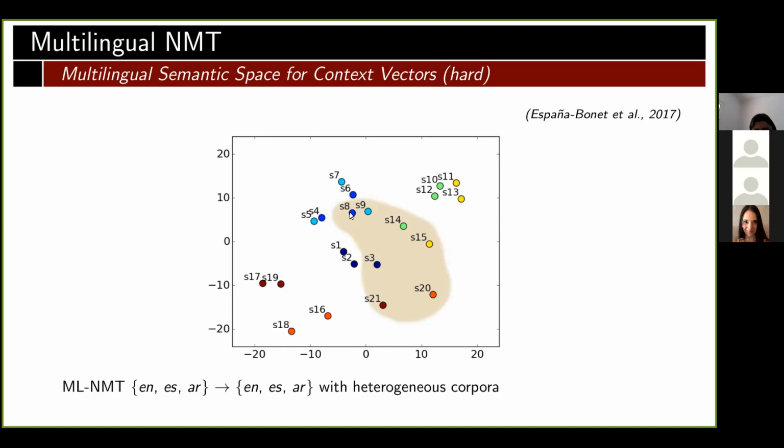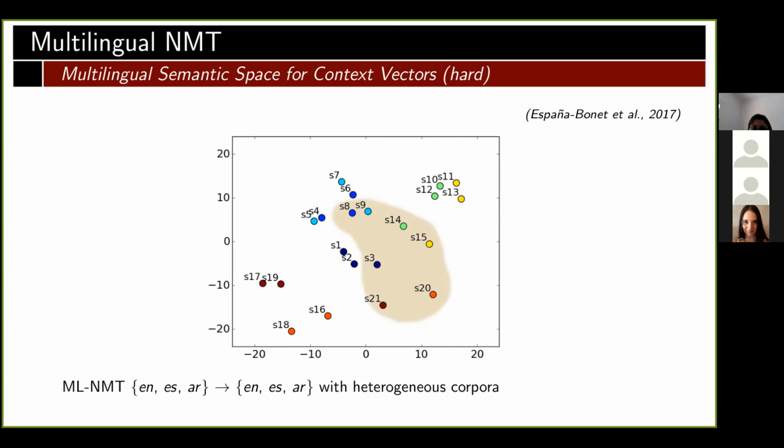We go to the greens and yellows, the dispersion is a bit larger. We go to browns and oranges, and the dispersion is even larger. So the more semantic difference between sentences we have, the more dispersion we observe in the projected semantic space for all the languages.